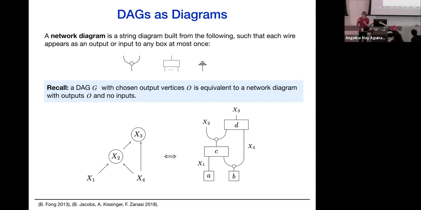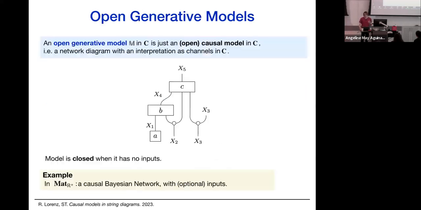So to give a causal model of one of these just means to interpret one of these diagrams in a particular CD category. So to give a causal Bayesian network basically of this form, you would just have to actually say what the sets are for all the wires and what the probability channels are for all the boxes. So in this work, we call these things generative models, but formally they're just the same as how I define open causal models if you saw that talk. And the only extra ingredient is this open idea. So ignoring the word open for now.